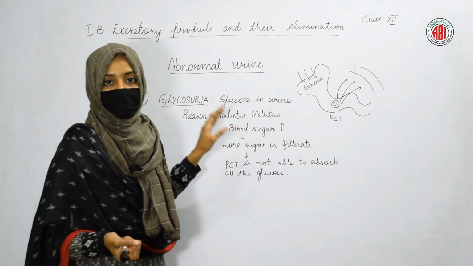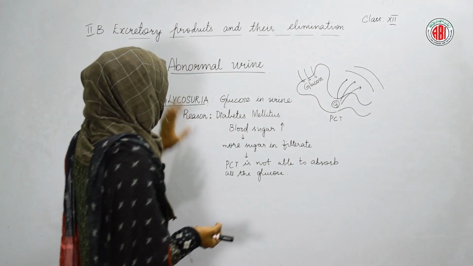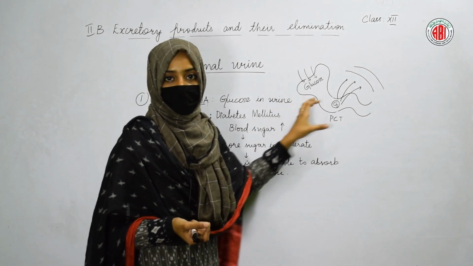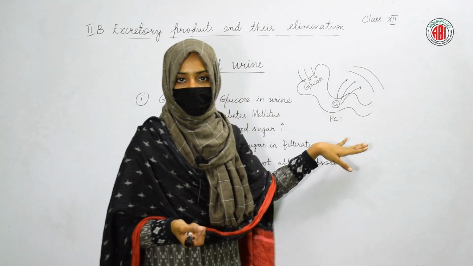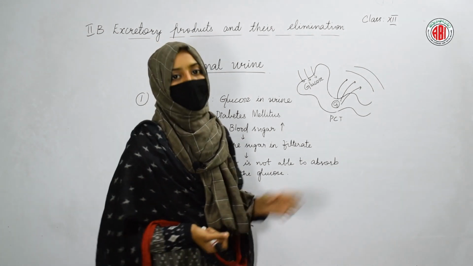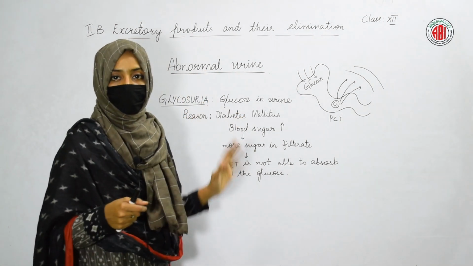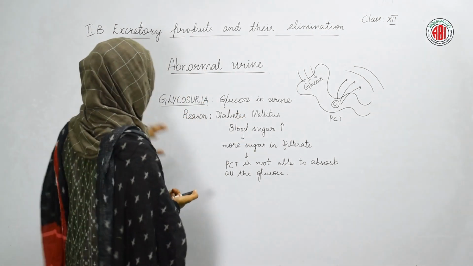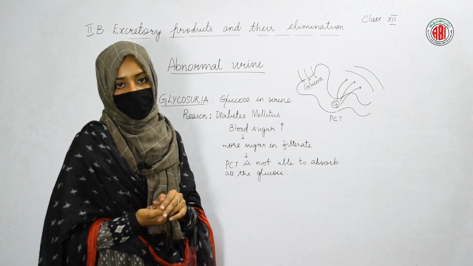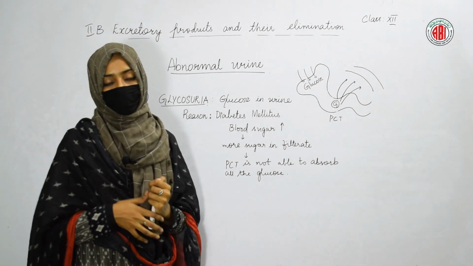So in such a way the glucose will also be there in the urine, because the PCT is not able to absorb all the glucose. Due to this, the glucose will move forward into the different regions of the nephron, and finally it enters the collecting tube where the urine formation takes place. This is how glucose in urine can be seen, and the condition when glucose is released in urine is called glycosuria, which is not a normal condition. It's an abnormality that can be seen in human urine due to the release of glucose.